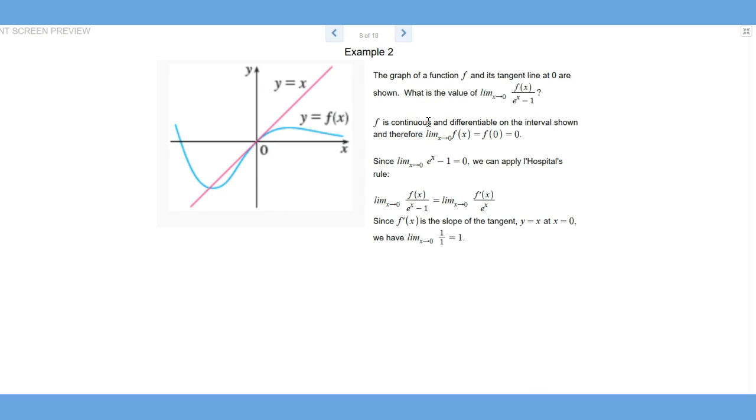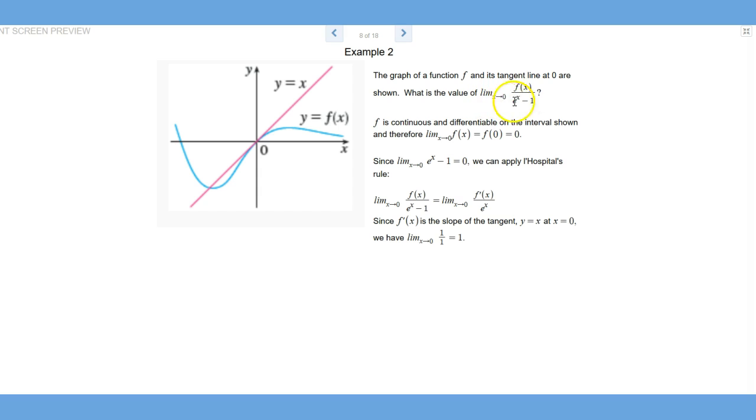Here's another example based on a graph. This time we have just the graph of one function, f of x, and its tangent line, y equals x, at x equals 0. So again, we can see that the function's continuous, and so differentiable on that interval. And since it's continuous, the limit as x goes to 0 of f of x is f of 0, and we can see from the graph that's just 0.